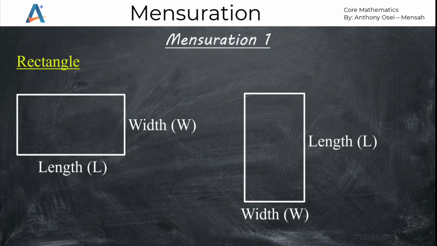As I said, the rectangle is also referred to as a quadrilateral because it has four sides. So a rectangle is a quadrilateral because it has four sides, or it is a four-sided figure. Let's now go deeper and look at some characteristics or some properties of a rectangle before we look at the area and the perimeter of a rectangle.